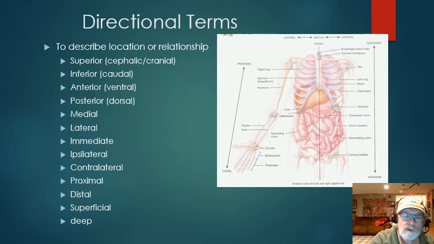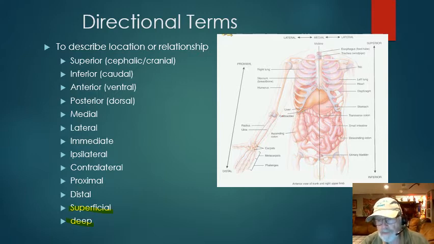A couple other words we need to know here are superficial and deep. Duh. Doesn't take a rocket scientist to figure this one out. If something's superficial compared to something else, it's closer to the surface. If something is deep, it's further away from the surface. I hope you don't have to spend a whole lot of time thinking about that. If you are, we're going to be in for a long semester. So superficial means closer to the surface of the body. Something that is deep would be deeper in the body.